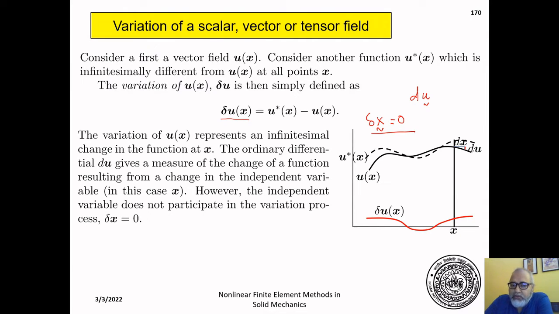How do we visualize this first variation? You can visualize the first variation as an error. You can visualize u(x) as the correct function, a correct solution to some problem, u* as the approximate solution, and delta u as an error. You can think of it as a perturbation to the correct solution. For the time being, just consider it to be a function which is very close to the actual function that you need to find, that is u(x), but not exactly so. And at each and every point, there is a difference between u* and u(x).